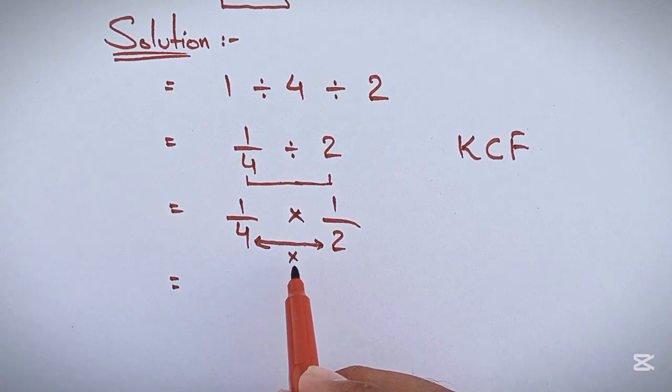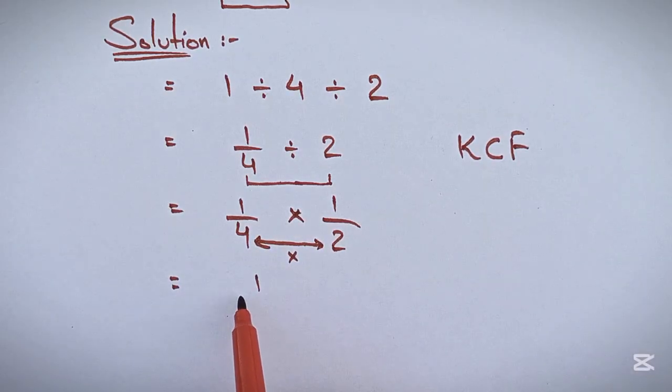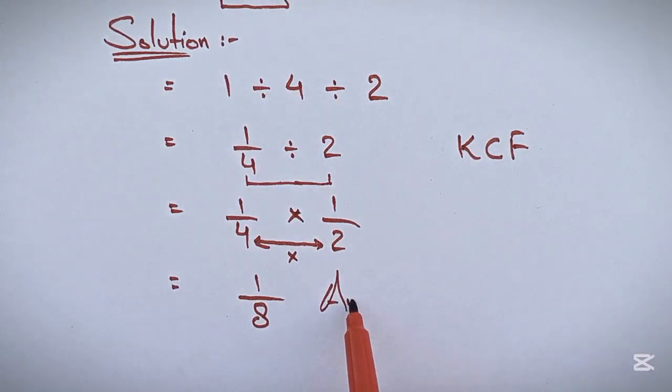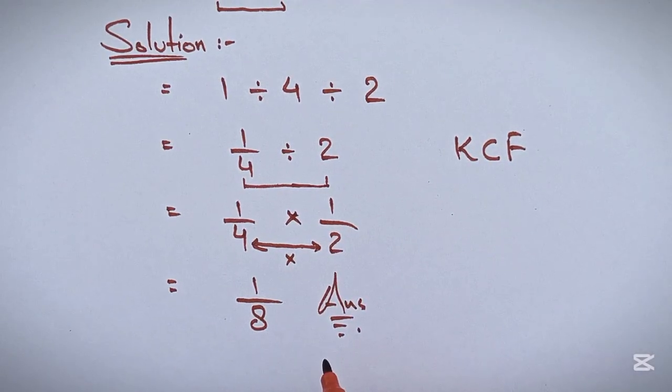4 times 2 equals 8, and 1 times 1 equals 1. Finally, it's 1 over 8. Done. Guys, this is our final answer for the above stated problem.